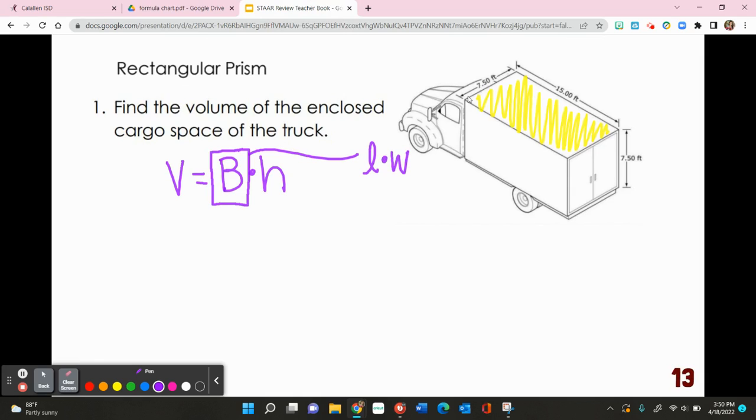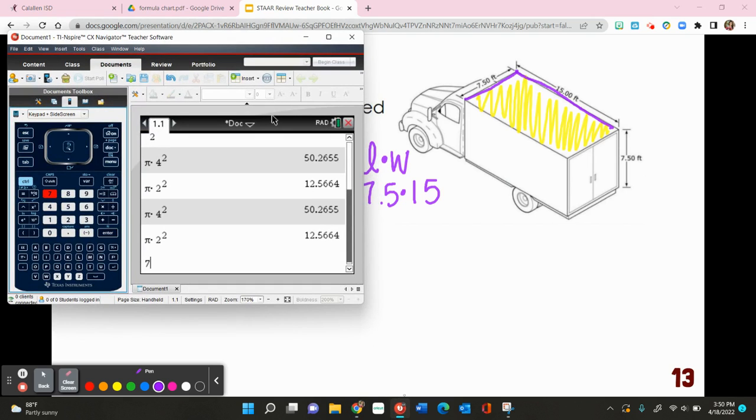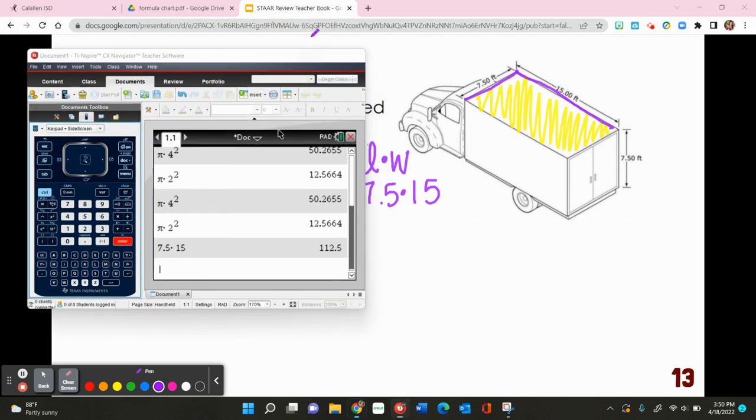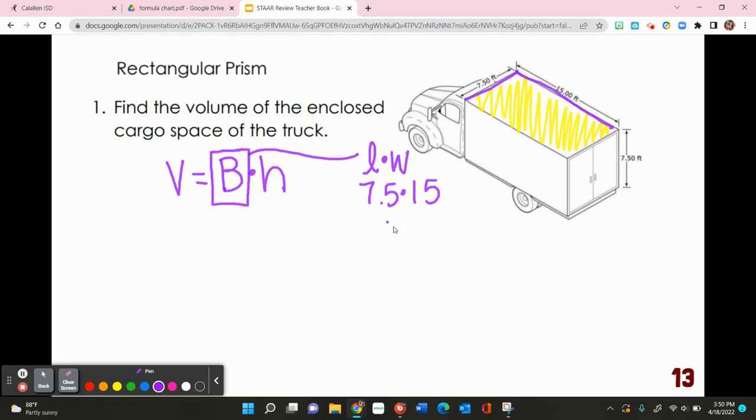So the length of my rectangle is going to be 7.5 times the width of my rectangle, which is 15. So now in your calculator, 7.5 times 15 gives us 112.5. So now that we have found the area of our base, we're going to plug this back into our problem.